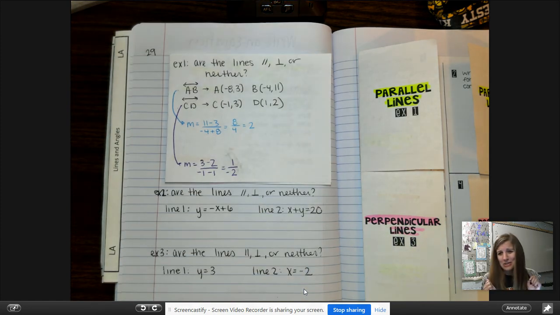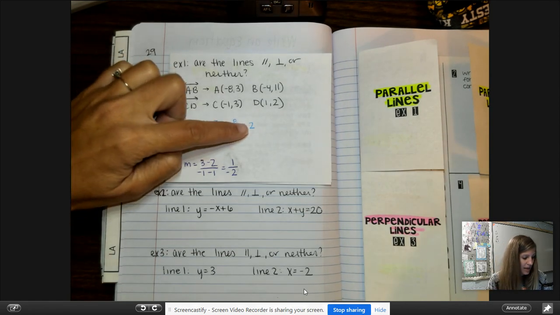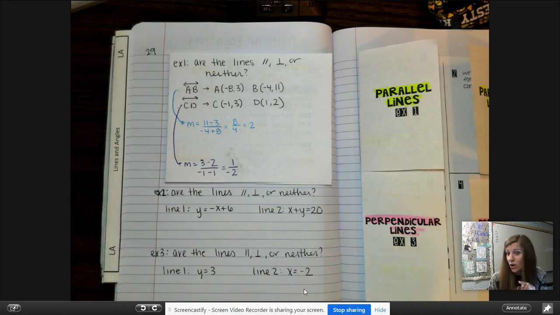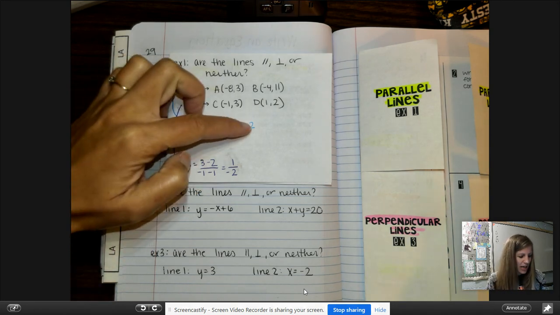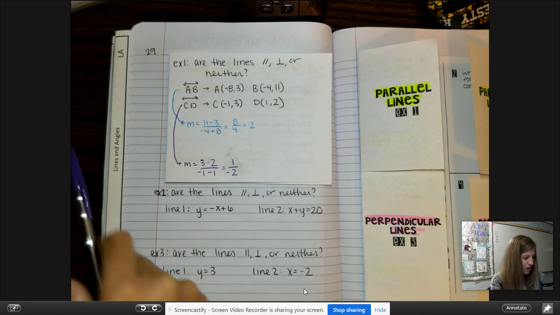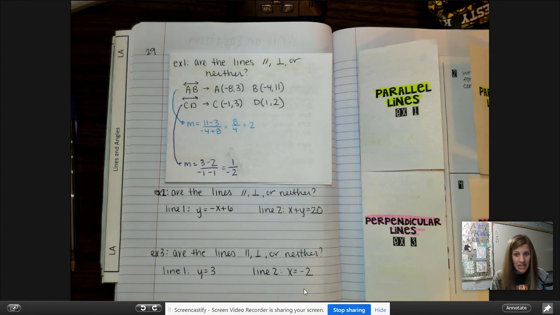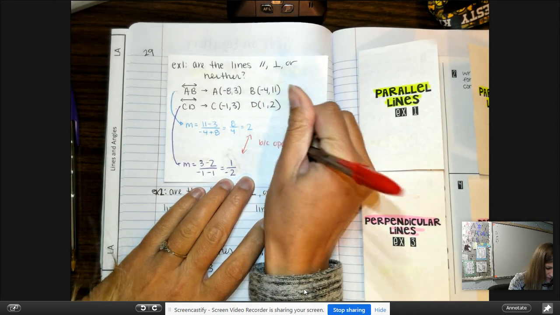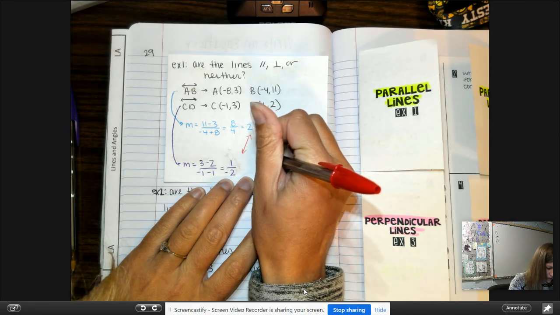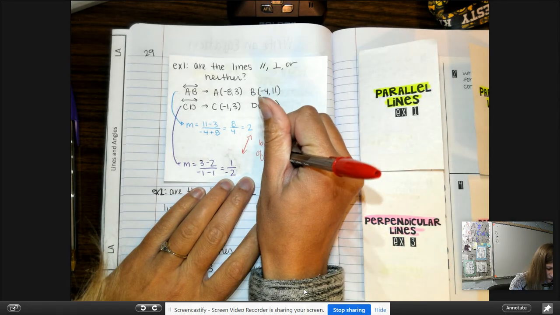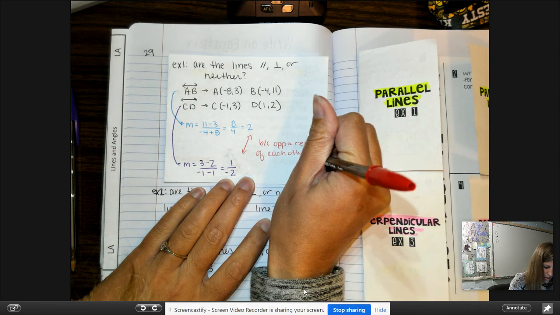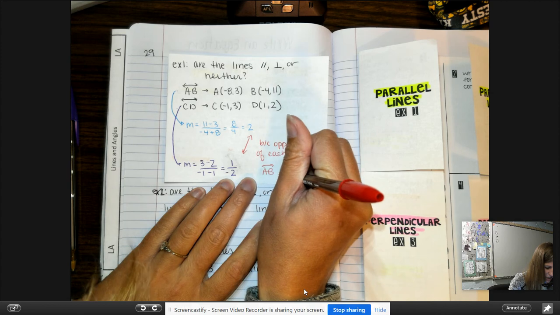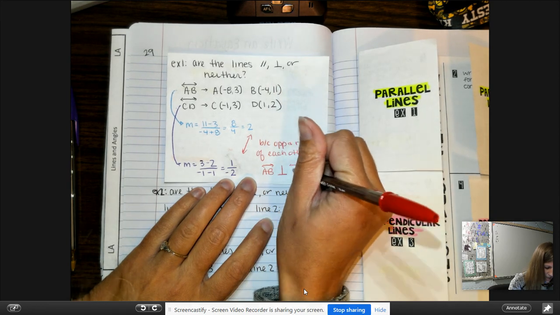Oh my gosh, this worked out so well because my slope here is 2. My slope here is -1 over 2. So because these slopes are opposite reciprocals of each other, that means my lines are perpendicular. So because opposite and reciprocal of each other, I can say that line AB is perpendicular to line CD.